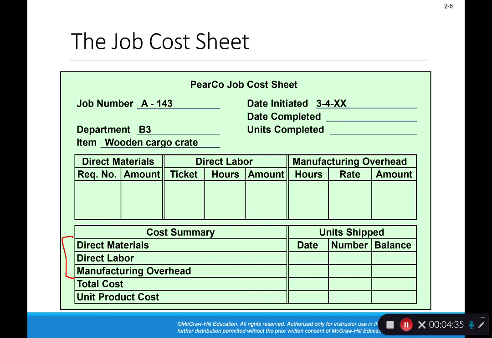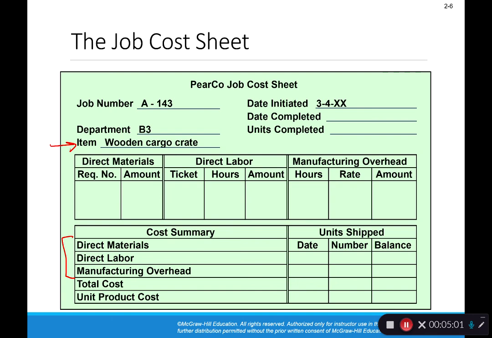So the whole goal of a job cost sheet is to track the costs that are incurred in order to make the final product or the final job. So you could see this example, we're making wooden cargo crates. So we're going to track all the materials and labor associated with making those wooden cargo crates, and then we're going to allocate the overhead costs to the job so we can get a full cost of making the product.